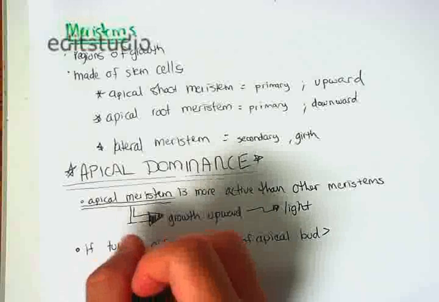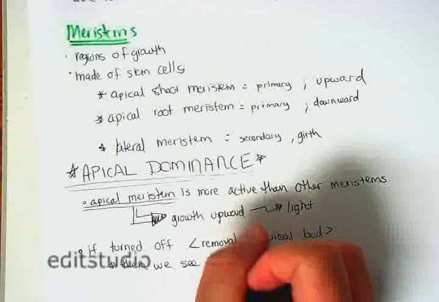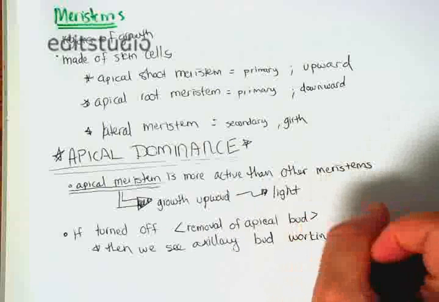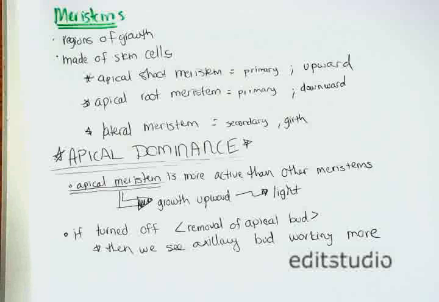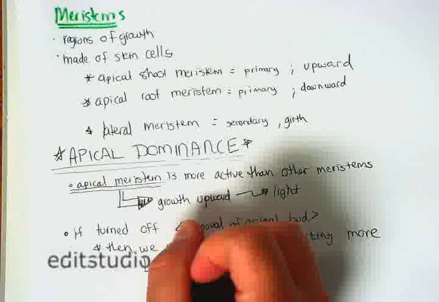Then what we see, the axillary buds work more. And if that bud's working more, what type of growth are you going to experience? Lateral growth.